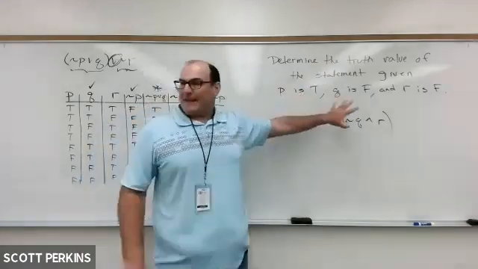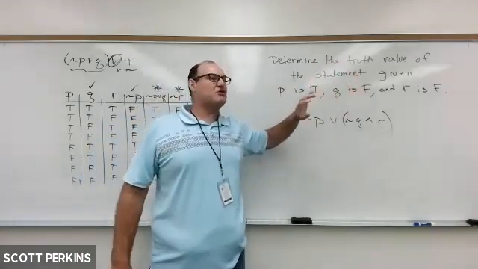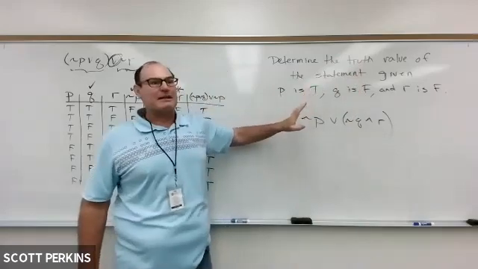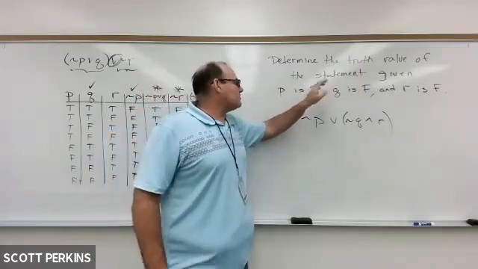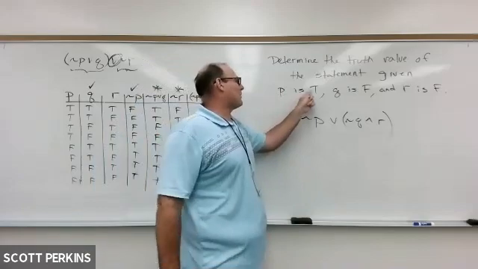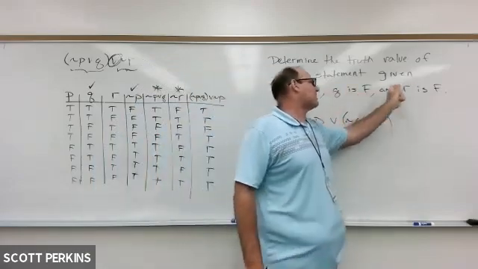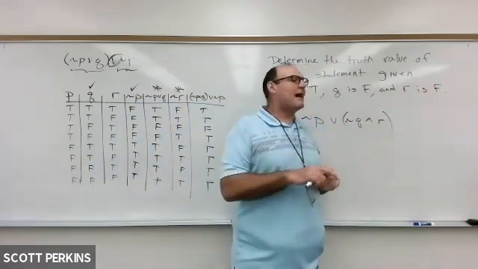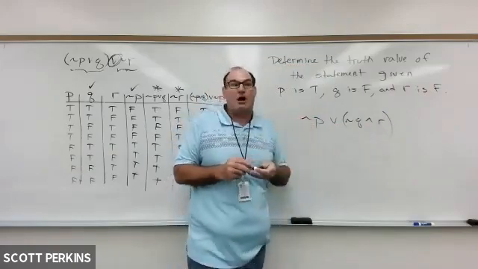Now you could figure out the answer to this doing a truth table. You're just doing 8 times more work than you need to do. You could do the truth table and then pick out the row that represents P is true and Q is false and R is false. No need to do that. This now becomes just a plug and chug problem.